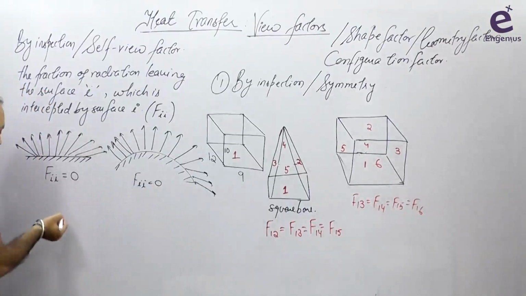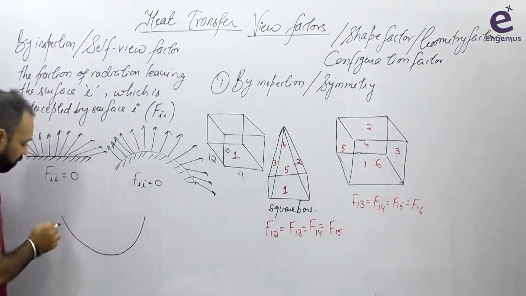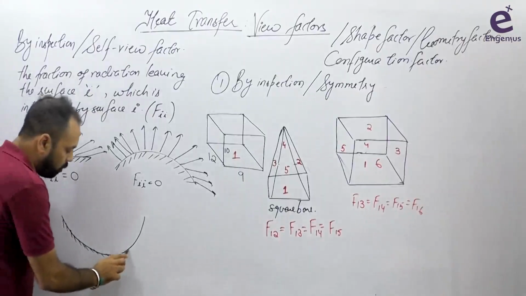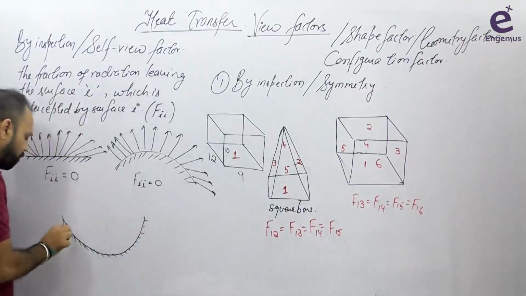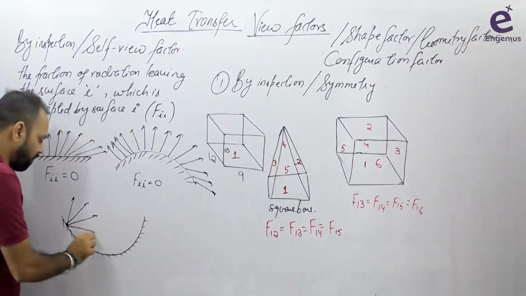But if you have a concave surface like this, now you will see that for a concave surface, it is possible that the radiation leaving a particular surface, suppose from here the radiation is leaving, okay? Of course, because it is leaving in all the directions, right?